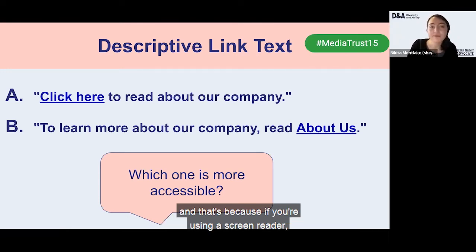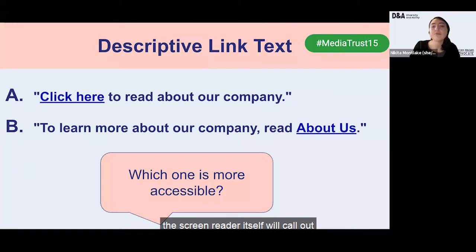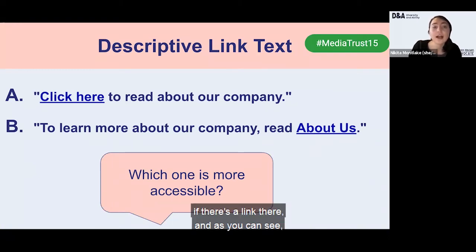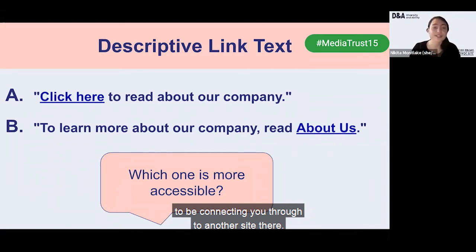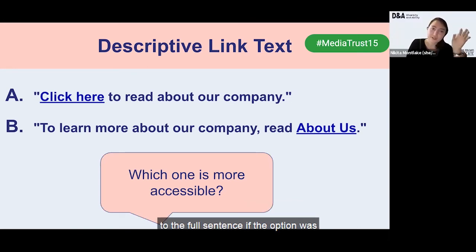And that's because if you're using a screen reader, for example, and you're going through a document, the screen reader itself will call out if there's a link there. And as you can see, when you do add the link, it's highlighted in a different color and underlined. So it's clear that there is something connecting you through to another site there. So why we say the descriptive one is more accessible is because if someone is going through a document with a screen reader, they would have to listen to the full sentence if the option was click here to read about our company.